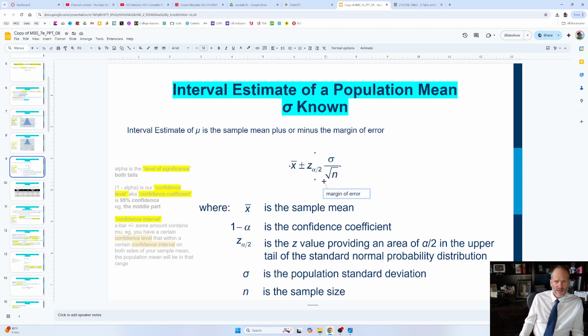And this is the margin of error, this stuff, okay? So all that stuff is the margin of error, not this, right? That's the sample mean. But the plus or minus part is the margin of error.